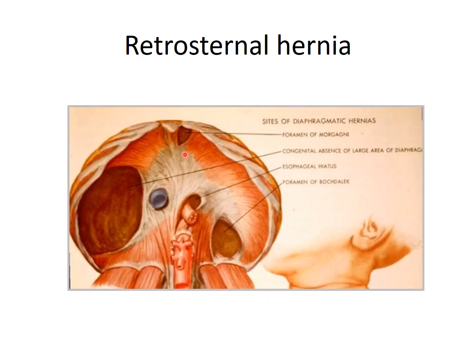Due to defective formation of the diaphragm in the anterior aspect, where the diaphragmatic slips are attached to the sternum and the ribs, there may be an opening formed which is called the foramen of Morgagni. This foramen of Morgagni allows the abdominal contents to enter into the thorax. The hernia here is called retrosternal hernia.